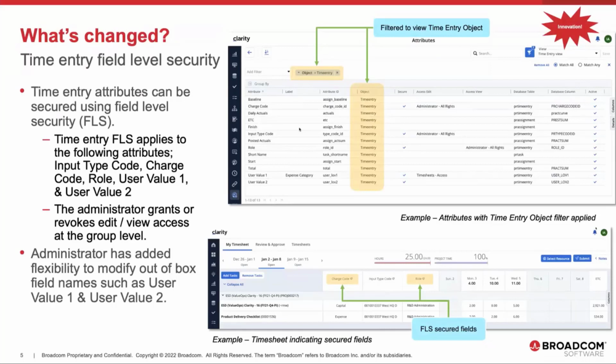As you can see here, in the upper part of the screen is the administrative area to perform that security and grant access in terms of view or edit. And the bottom example is really just the end user experience with visual cues that something like a charge code is under field level security control. You can see the field level security badge in place.